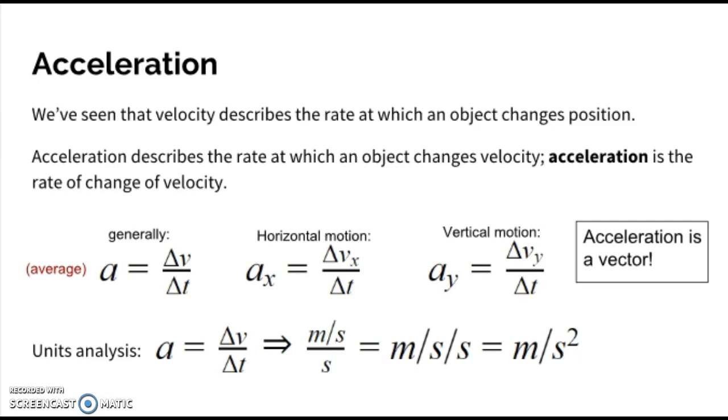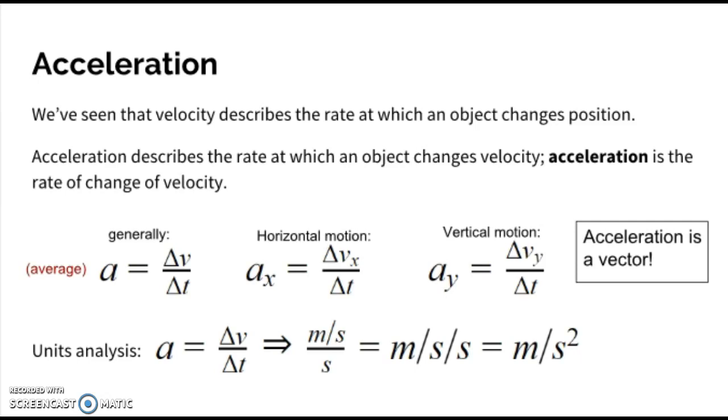I wrote here the acceleration in terms of components, the horizontal and vertical components, because that'll be useful later on down the line. So if we're dealing with two-dimensional motion, the horizontal stuff has a subscript of x, and the vertical stuff has the subscript y. In terms of unit analysis, when we have change in velocity over time, velocity has units of meters per second, time has units of seconds, at least these are our SI units, so that leaves us with meters per second divided by seconds, which when we simplify becomes meters per second squared.